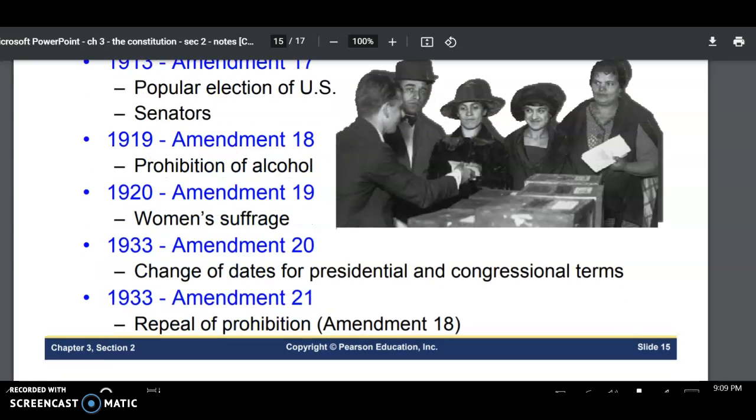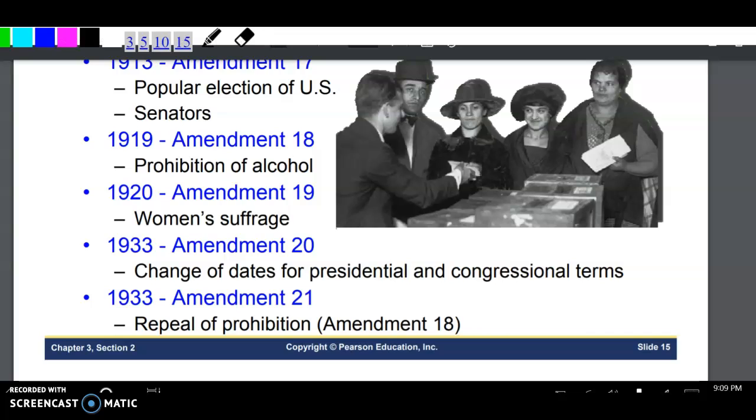Amendment 18 is interesting. It was the prohibition of alcohol. It made drinking and making alcohol illegal. So we're going to write a little bit about that. In 1919, Amendment 18 was the prohibition of alcohol. It made alcohol illegal, right? And then in 1920, Amendment 19 gave women the right to vote. But then if you go down here to 1933, Amendment 21 repealed the prohibition. So Amendment 21 took away Amendment 18, which made alcohol and the making of alcohol legal.